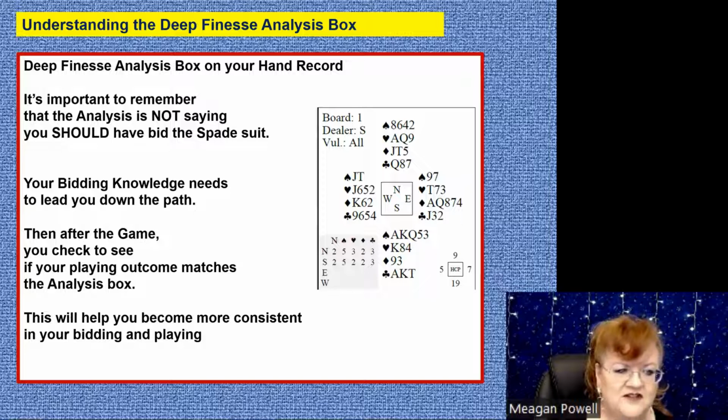All right, you check to see how well you did by going back and rechecking and making sure that you got the tricks that deep finesse says you're supposed to take. Making sure that you in fact did will help you become a more consistent player, not only in the play of the hand, but honestly in your bidding, because this will guide you to perhaps at least the best choice, but not the only choice.